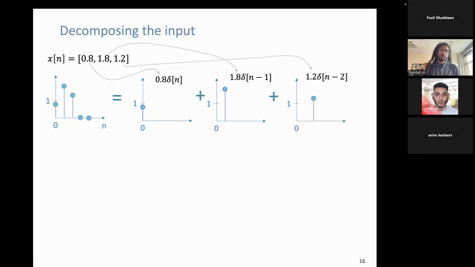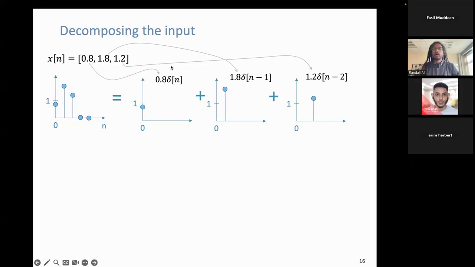And we could do the same thing for the other sample. So 1.2 also has a scaled delta function. It's scaled by 1.2, but delayed by two samples here. And if I add all of these signals on the right-hand side, I get back my input signal.